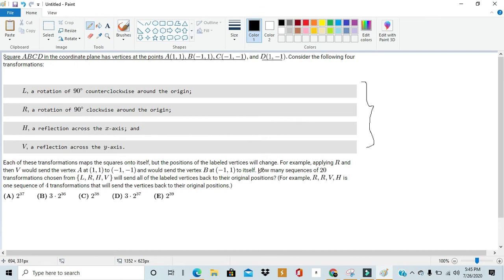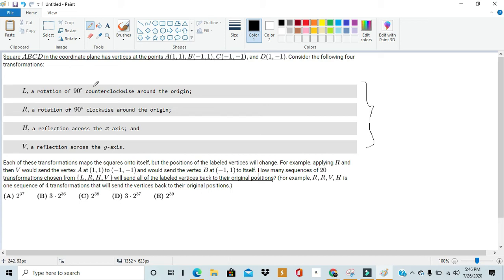How many sequences of 20 transformations chosen from L, R, H, V will send all labeled vertices back to their original positions? For example, R, R, V, H is one sequence of these four transformations that will send the vertices back to their original position.